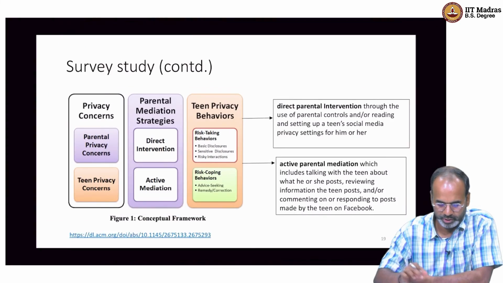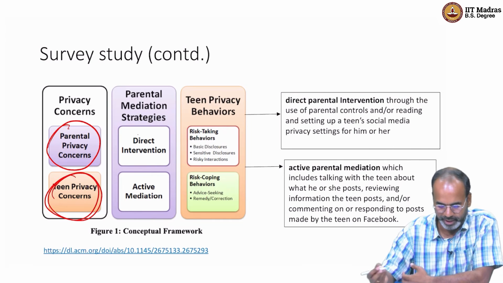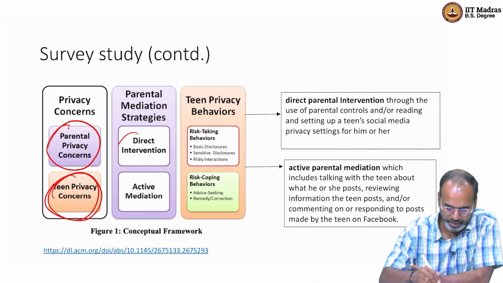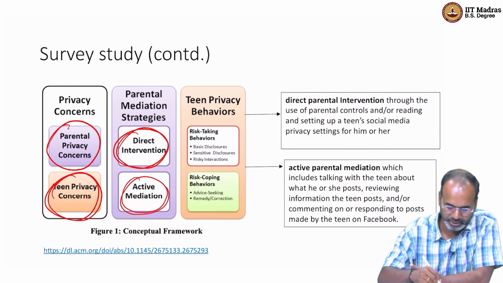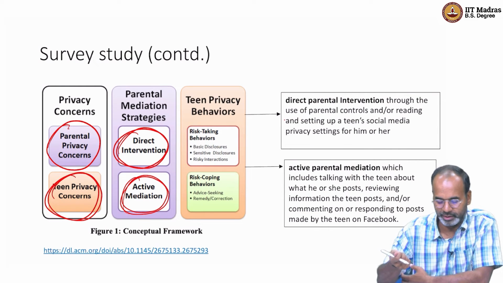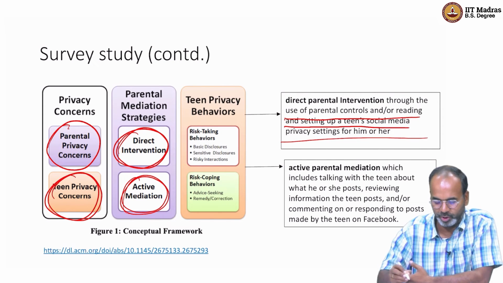The goal they had was to look at privacy concerns: the parental privacy concerns and teens' privacy concerns. They collected data from parents, and the strategies are direct intervention, which is to set up some tools and preferences on the systems. Active mediation is the way they were talking to their children, telling them if they need any inputs, any ways by which they can help. Direct parental interventions include the use of parental controls and reading and setting up teens' social media privacy policy, helping them set up the privacy preferences.